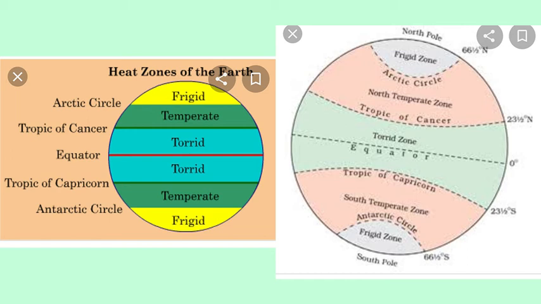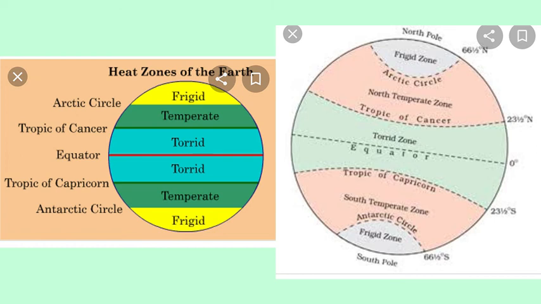This is very important. Frigid zone. The region from the Arctic Circle to the North Pole, and from the Antarctic Circle to the South Pole, are known as the frigid zone. Actually, the topmost level is the North Pole, and the lower portion is the South Pole.